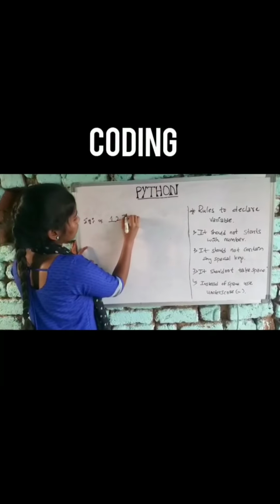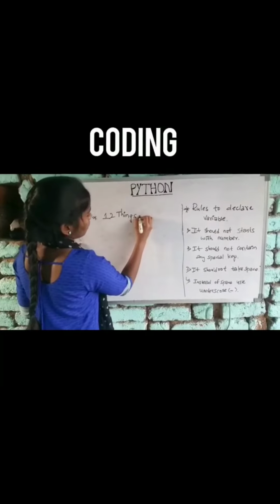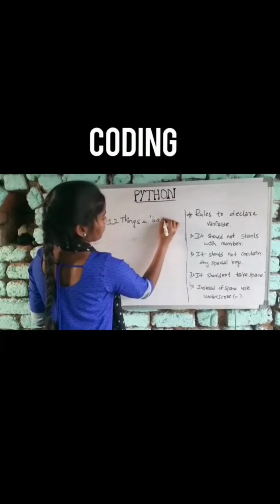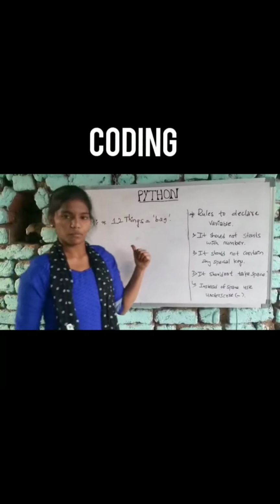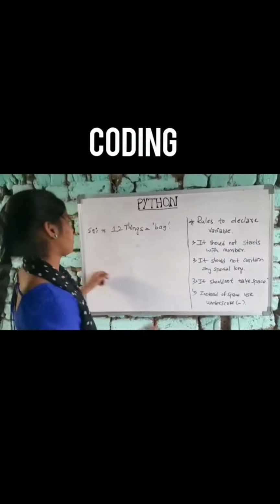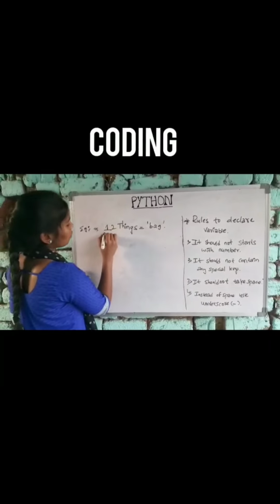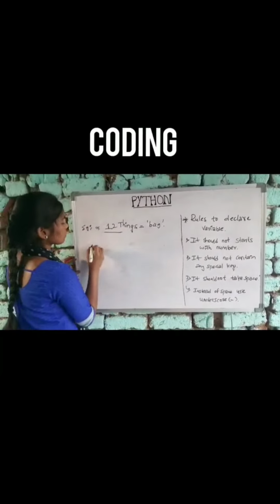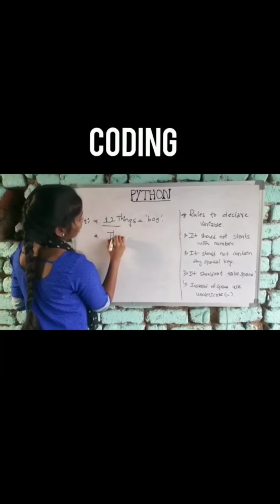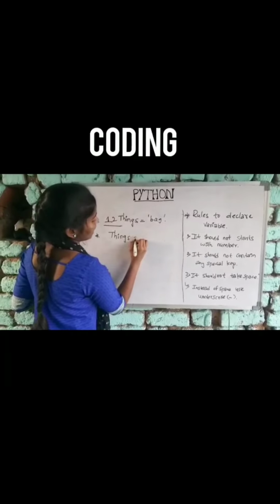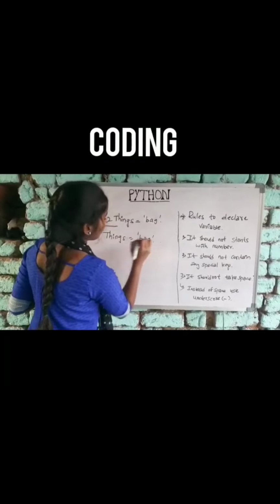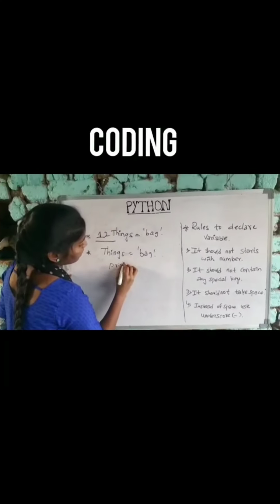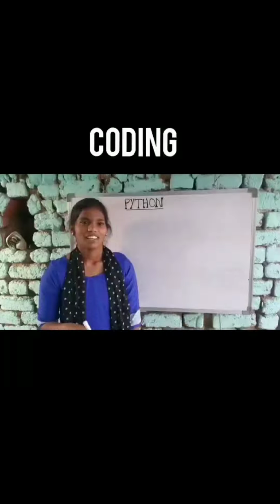Take an example: 1things = bag. Then what is our output? Output is an error because we started with numbers. That's why it shows an error. If we write like this, things = bag, then our output is, print things.